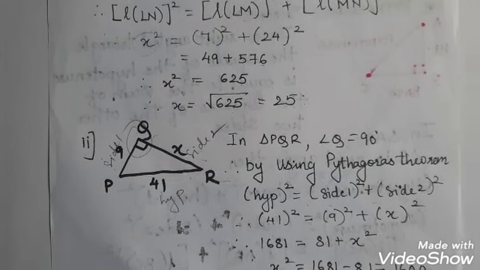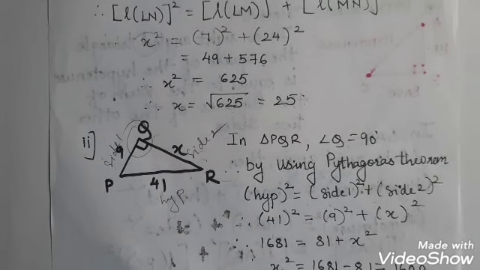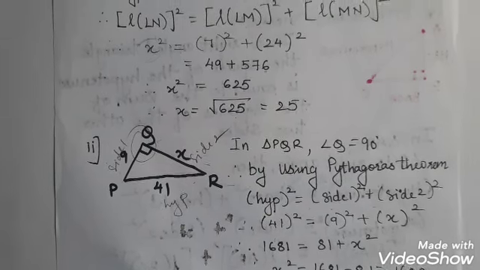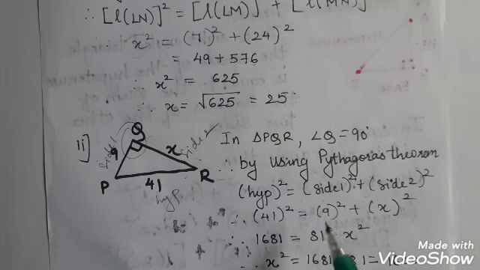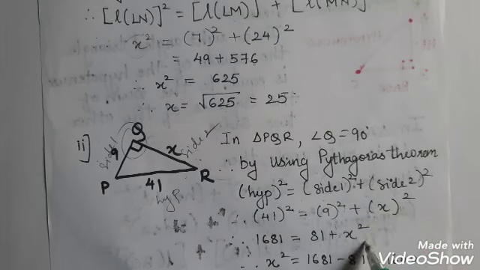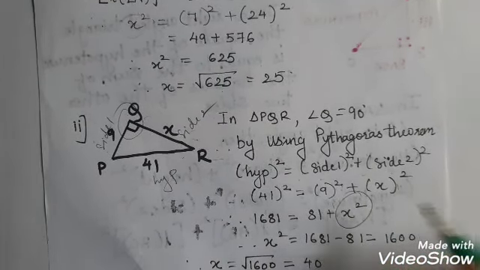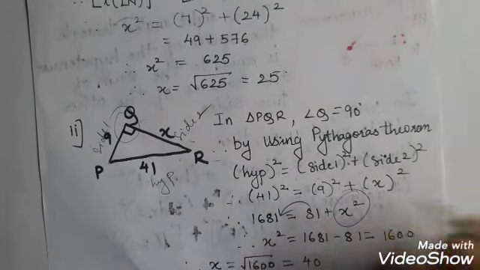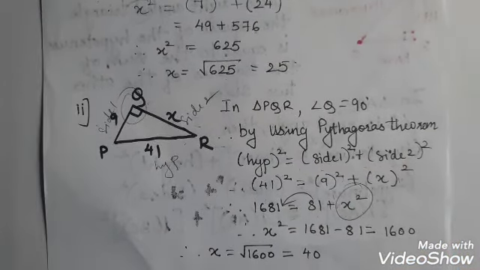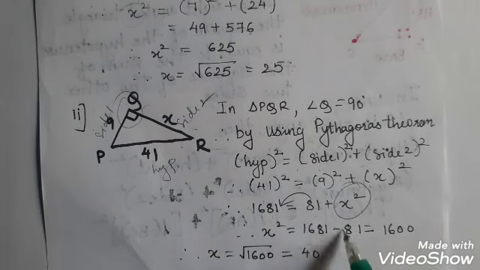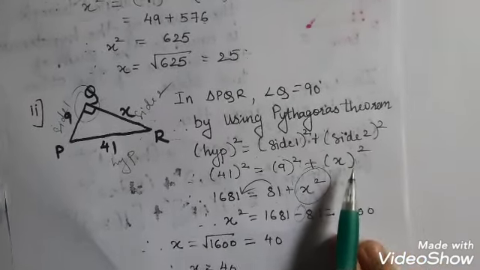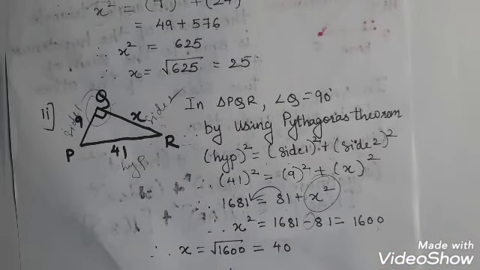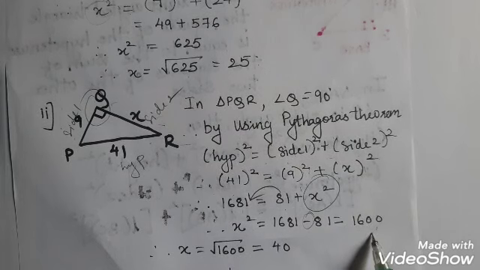Okay, so now find the square of 41. 41 into 41, you multiply. If you know the squares directly, it's well and good. You can write that as 1681, which is equal to the square of 9, which is 81, plus x square. Now I keep the x square over here and shift this 81 to the other side. When I shift it, it becomes minus 81. 1681 minus 81 is equal to 1600. So x square is 1600.